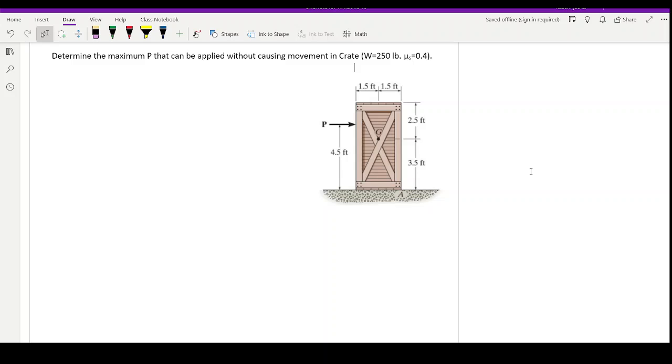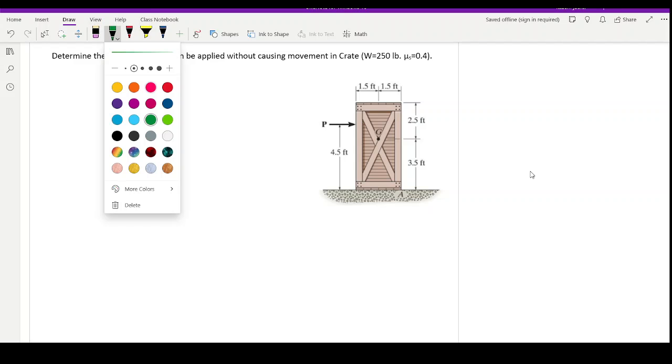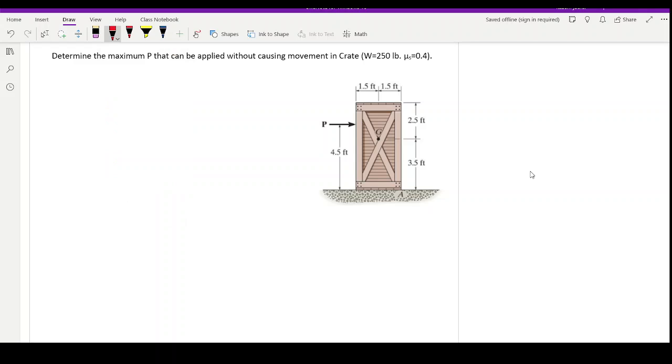the maximum P that can be applied without causing movement in the crate. Now, in order to solve a problem like this, we need to make some assumptions and check to see whether that assumption is correct or not. Well, let's just examine or inspect this crate.